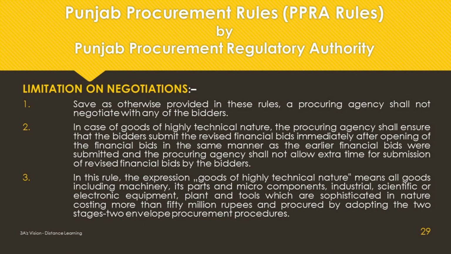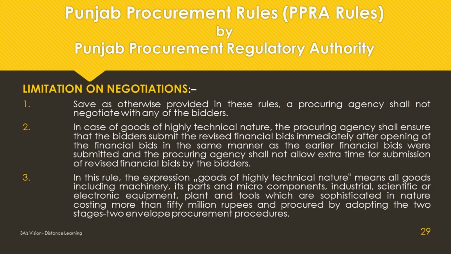Limitation on negotiations. Save as otherwise provided in these rules, a procuring agency shall not negotiate with any of the bidders. In case of goods of highly technical nature, the procuring agency shall ensure that the bidders submit the revised financial bids immediately after opening of the financial bids, in the same manner as the earlier financial bids were submitted, and the procuring agency shall not allow extra time for submission of revised financial bids by the bidders.